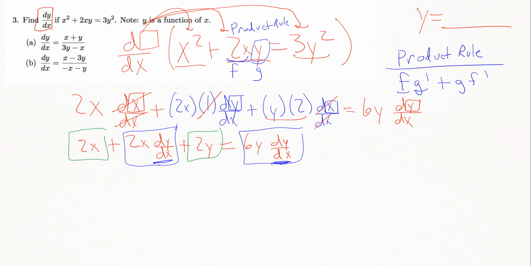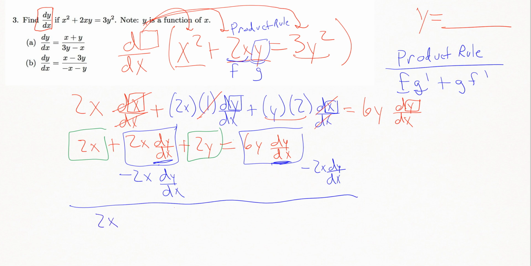And so in this situation, the only move I really need to do to make that happen is moving this 2x dy dx on the left-hand side here. So subtract 2x dy dx, moving the whole piece over to the other side. And then that's going to leave me on this left-hand side with just 2x, and then those cancel out, and then I end up with plus 2y equals my 6y dy dx minus 2x dy dx.